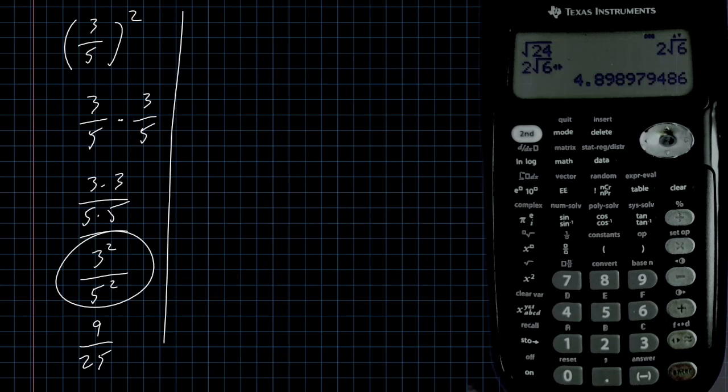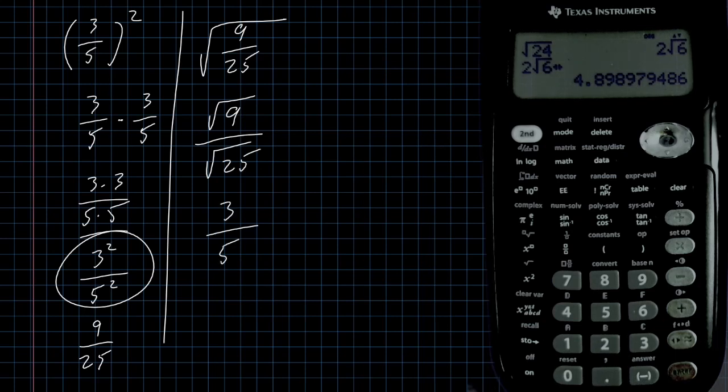That's particularly useful if you want to go the other way. If I want to take the square root of 9/25, following the same procedure we just talked about, that's the square root of 9 over the square root of 25. Square root of 9 is 3, square root of 25 is 5.